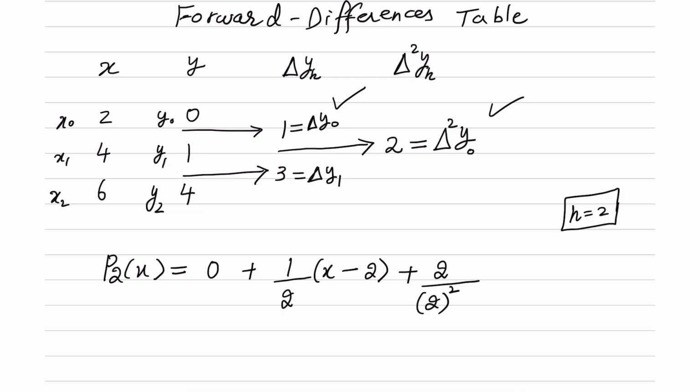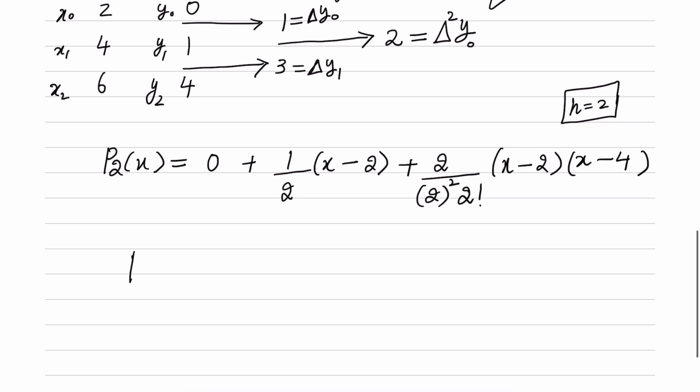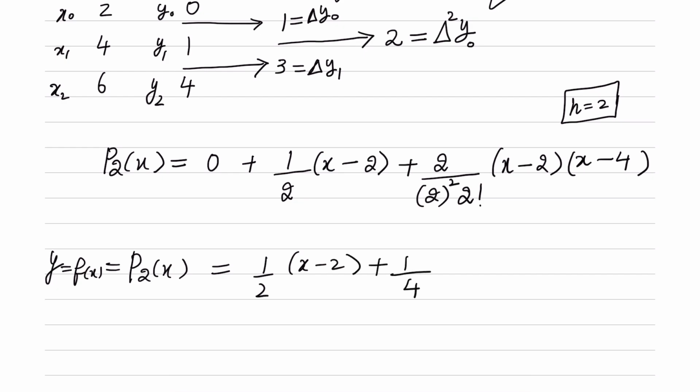H is 2. 2 square 2 factorial into x minus x naught, which is 2, into x minus x1, which is 4. So we have the polynomial, or we are going to call it f of x, or it is y, equal to 1 over 2 x minus 2 plus 1 over 4 after simplification x minus 2 into x minus 4. We have the polynomial, but we had to find the derivative of y at x equal to 1.